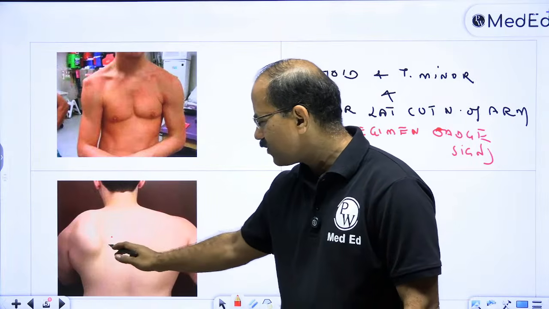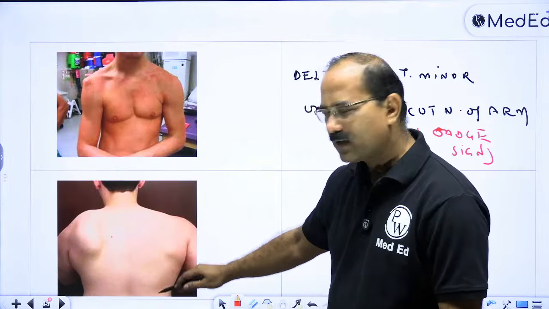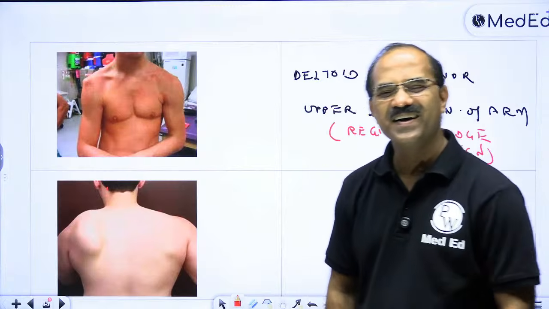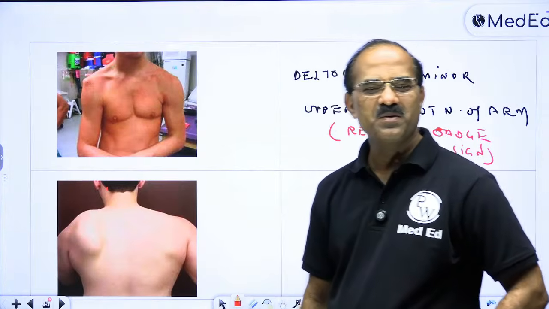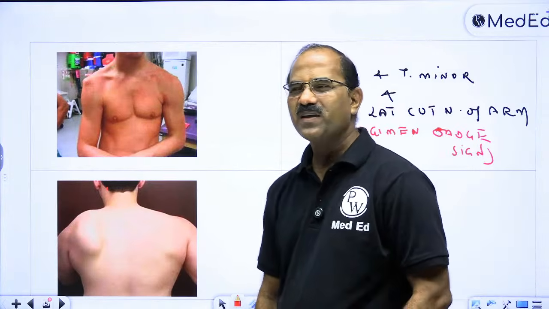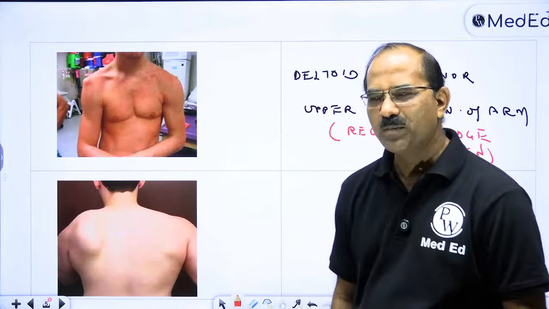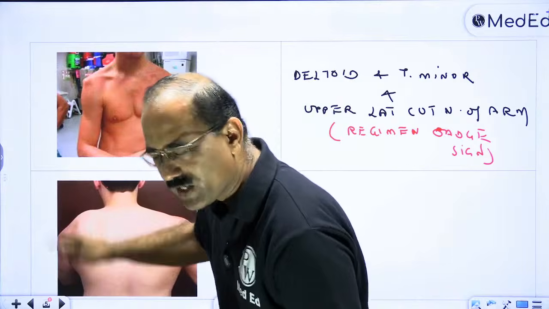Just see what is the difference here. यहाँ पे कुछ नहीं दिख रहा है, यहाँ पे something is very prominent. हाँ, what is that? Easy है. Come on बच्चों, come on. Can you answer this? Something is very prominent here. The medial border of the scapula is prominent. This is winging of scapula.